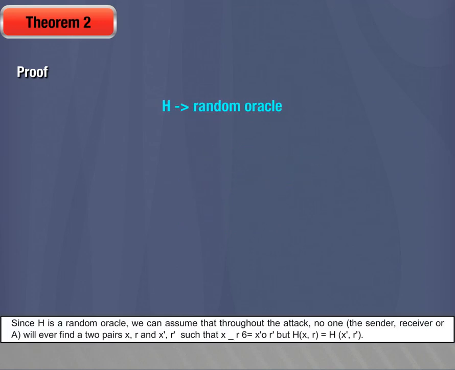Since H is a random oracle, we can assume that throughout the attack no one, that is the sender, receiver or A, will ever find two pairs (X, R) and (X', R') such that (X, R) is not equal to (X', R'), but H(X, R) is equal to H(X', R').